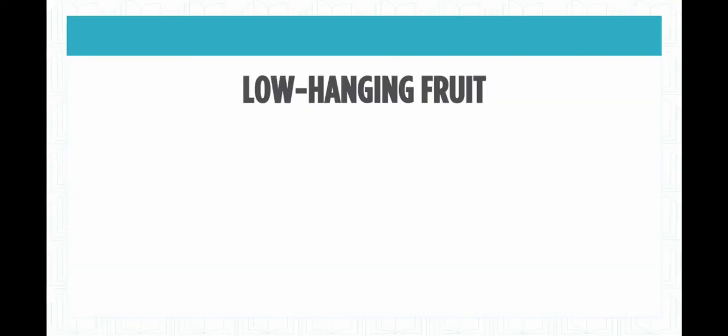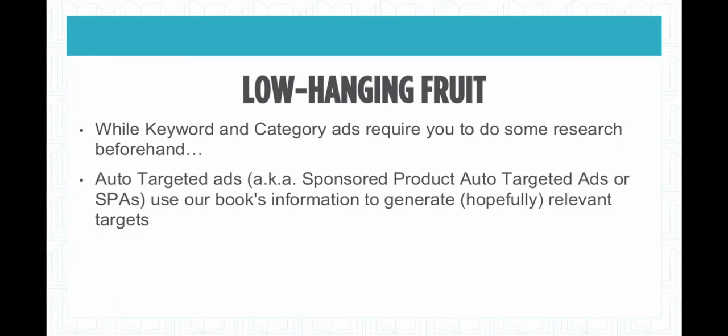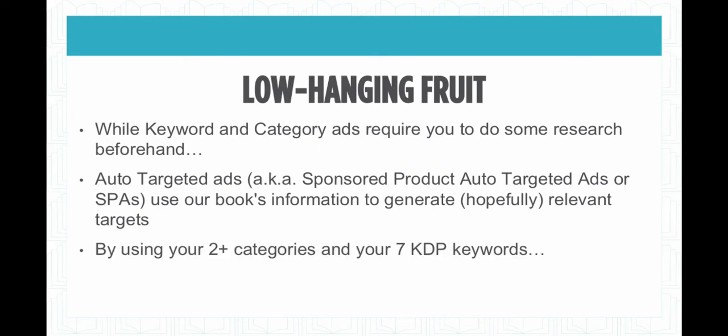Now, when we are trying to create ads, whether it be for the first time or the 50th time, it's helpful to go for the easiest ads, especially if you haven't done ads in a while or if you've never done them. Now, keyword ads, category ads require you to do a little bit of research beforehand. We're going to be talking about that research in video number 1 and video number 2. But auto-targeted ads, also known as sponsored product auto-targeted ads, SPA, the A is for auto, use our book's existing information to generate what we hope to be relevant targets.